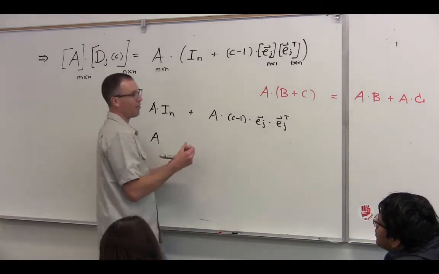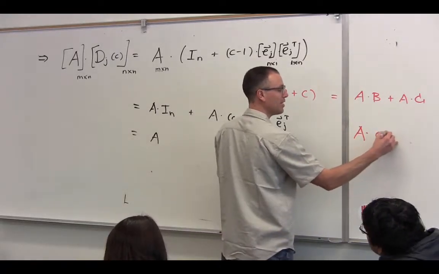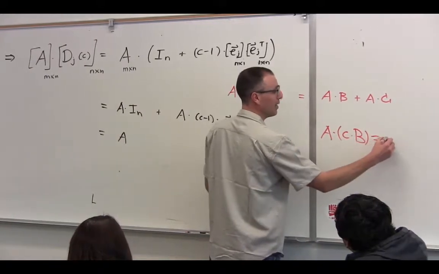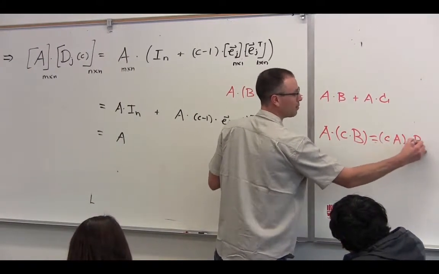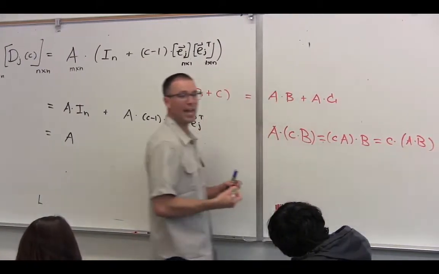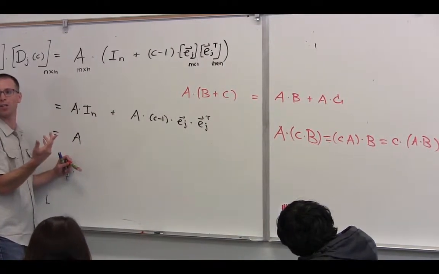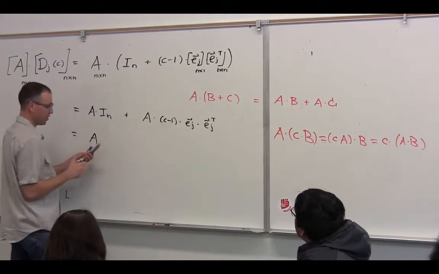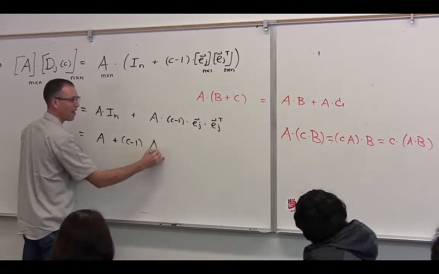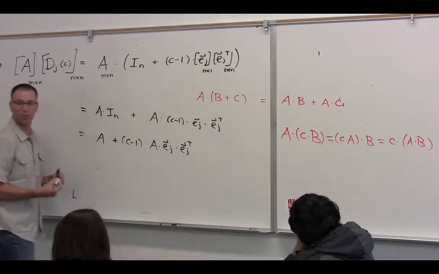Over here, we'll have another theorem that says when I multiply A times c times B, if these things are conformable, can you guess? Yeah, that's c times A times B, and another way to say that is that c times A times B. In other words, scalar multiplication can go through any direction that you'd like, right? So can you guess what we can do with this thing? (c minus 1) can come out front, and then I've got A times e_j times e_j transpose.